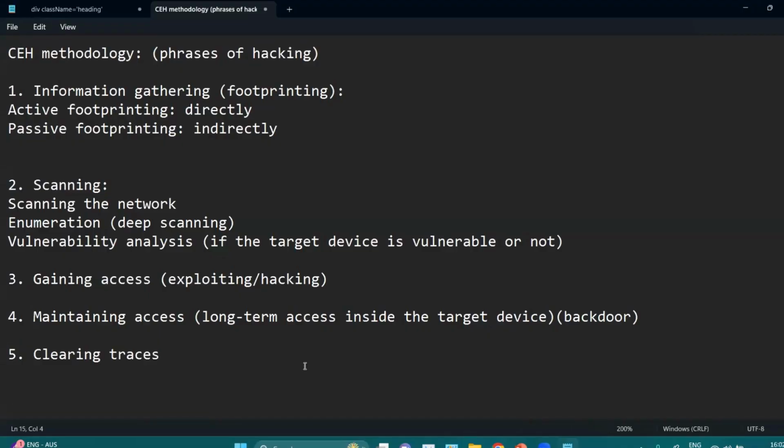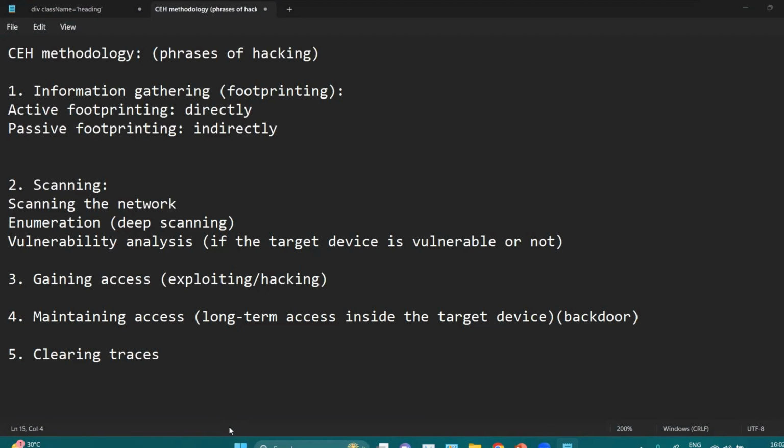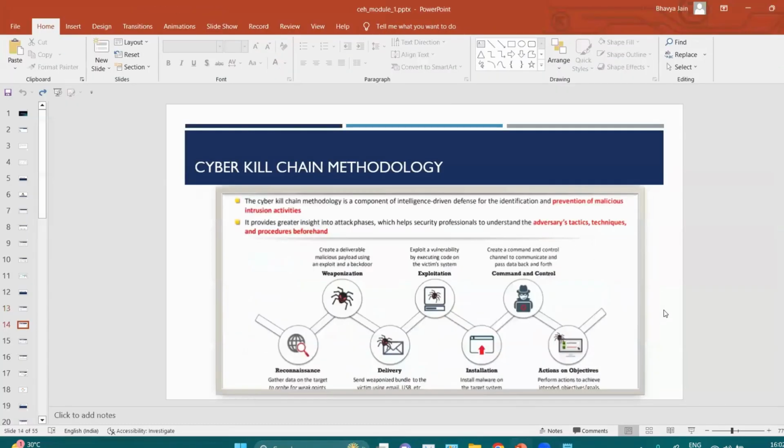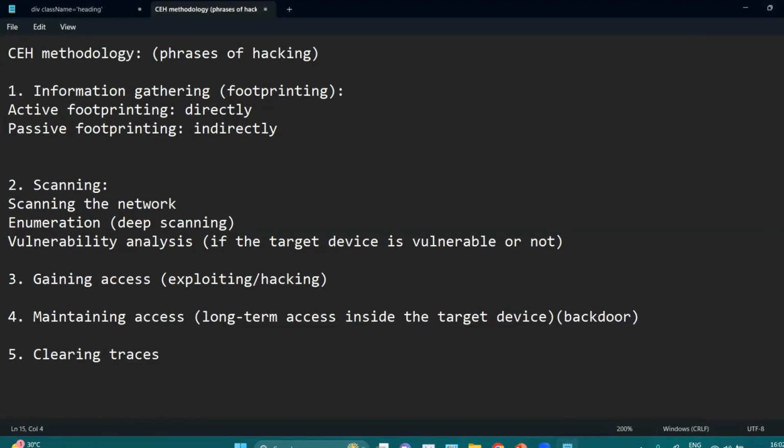For protecting, we have many frameworks, like the NIST framework. But for attacking, this is the perfect methodology, I must say. After this methodology, we have some more methodologies, as I said, such as the cyber kill chain methodology. But whatever the methodology, it is all similar to the CEH methodology.